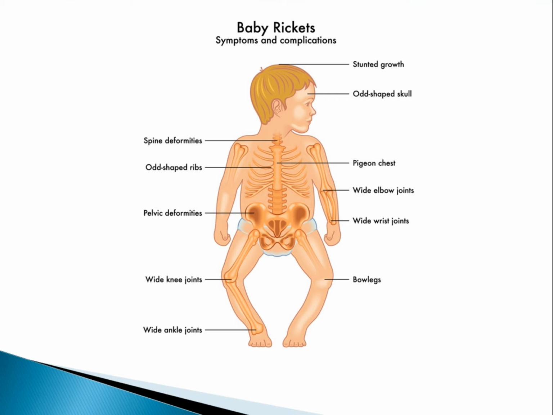So these were the clinical features. Here you can see in this picture how the clinical manifestations, symptoms and complications of rickets occur, such as odd-shaped skull with frontal bossing, stunted growth, delayed closure of the fontanel, spine deformities, odd-shaped ribs, pigeon chest, wide elbow joints, wide wrist joints, wide knee joints, wide ankle joints. These are the clinical manifestations and symptoms of rickets.